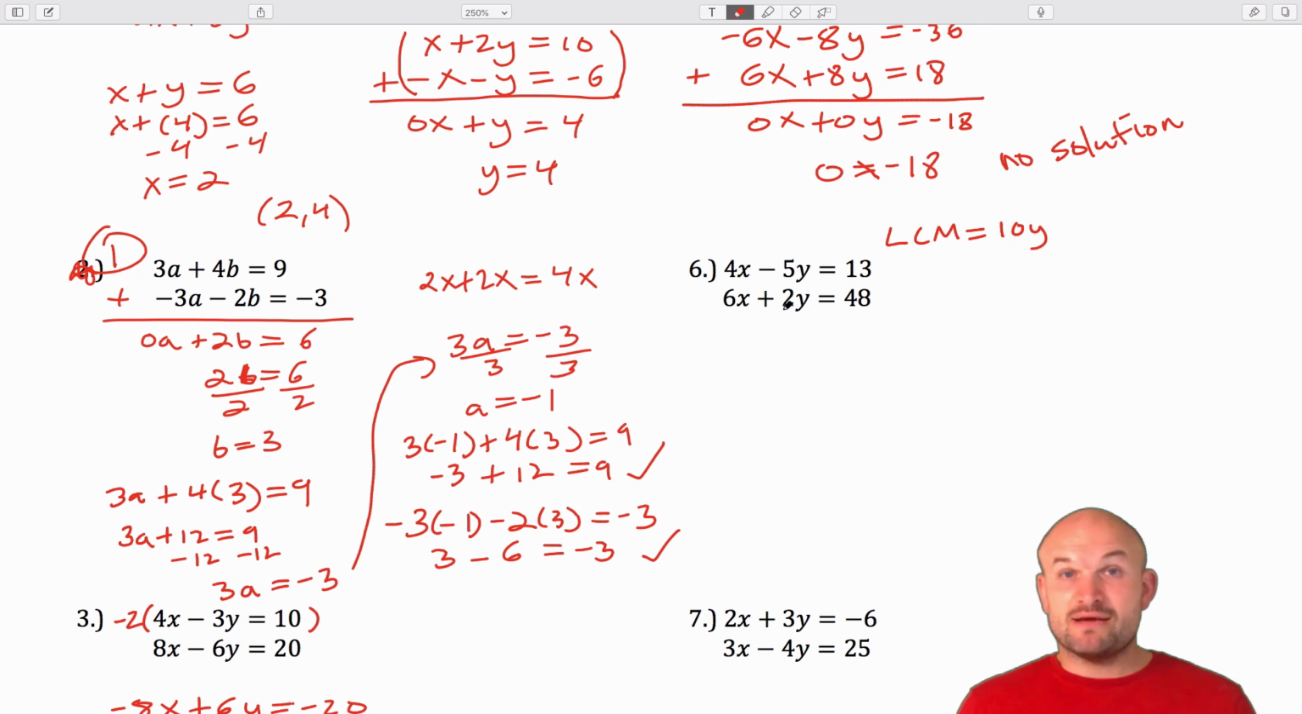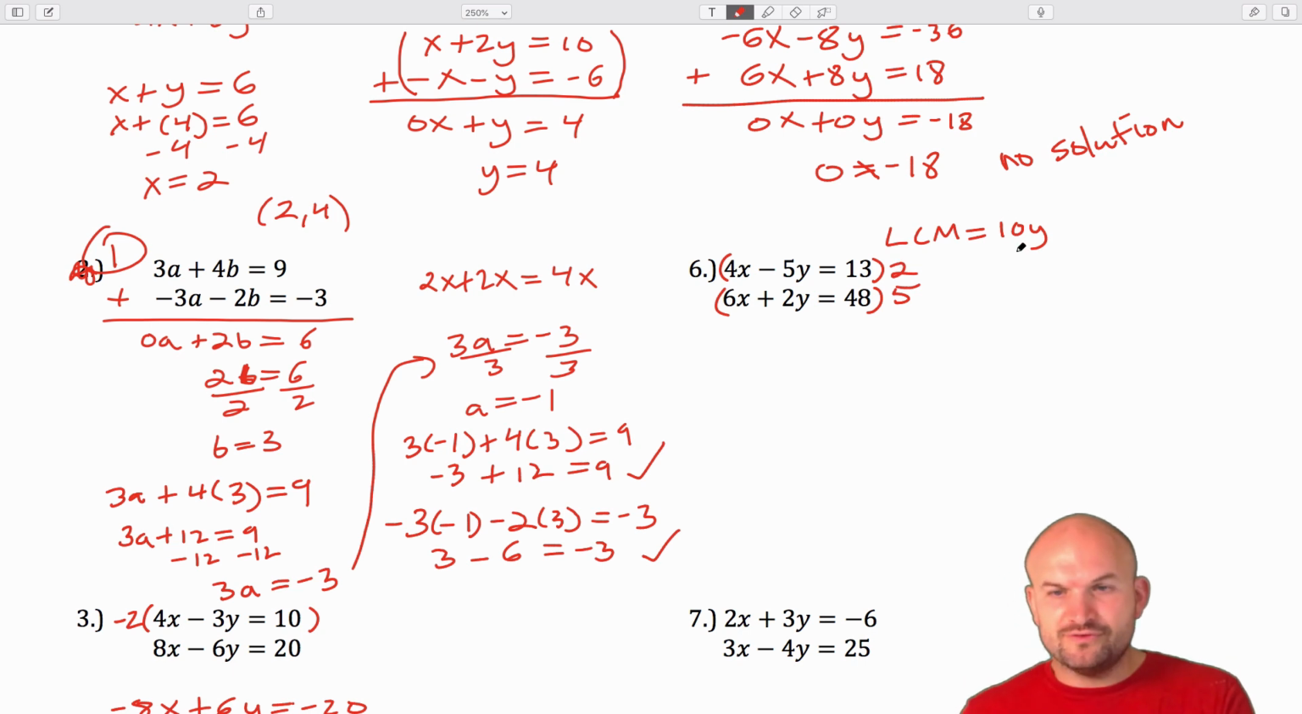10y. So again, we want one to be positive, one to be negative, because if we add them together, we want them to get to 0. So what do I need negative 5 to be to get it to be a 10y or negative 10y? All we need to do there is multiply by positive 2. So I'm going to multiply the top equation by 2. And the bottom equation, what do I need to multiply 2 by to get it to be 10y? That's going to be a 5.